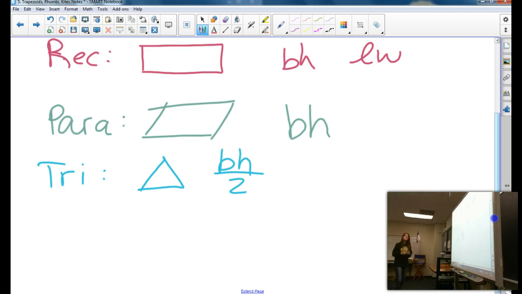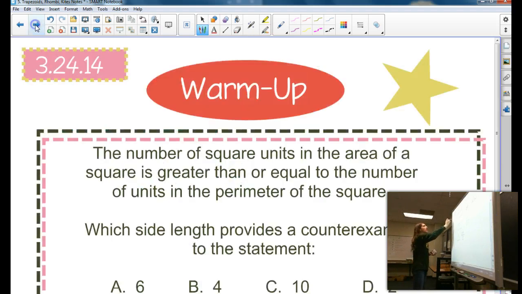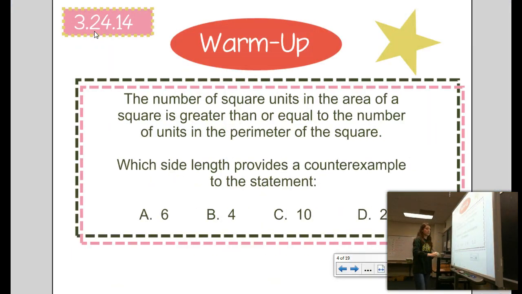Okay. So anyways, those are the formulas you have learned. We're going to add more of them to our list today, but those are the ones you should have already known. Here's just an extra warm-up real quick. It's just multiple choice. I thought it was a good problem, so I wanted you to see it. And then we'll put our warm-up sheets away, and we'll do today's lesson. All right, read it.